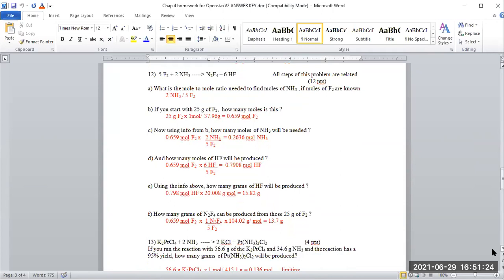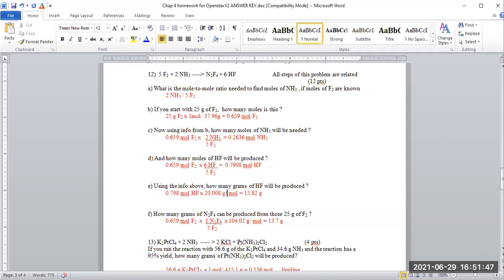For E, now take the answer from D and multiply by, and I actually just suddenly realized that I'm missing a little hash mark here. It's supposed to be grams per mole for the 20, your molar mass there. And you get about 15.8 grams of HF.